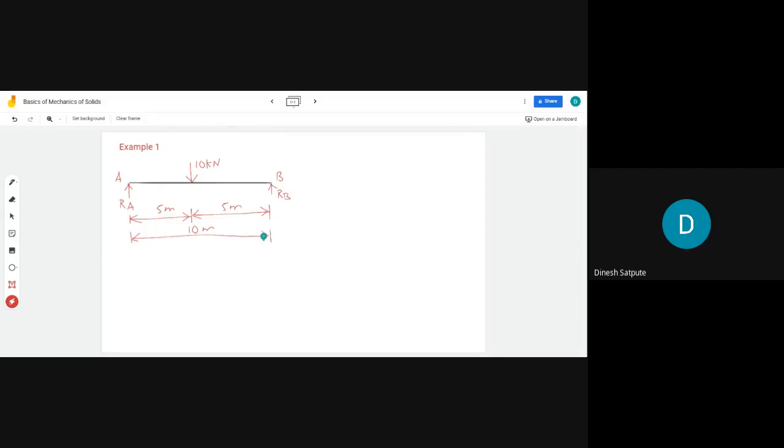Now, it may happen that a few of you may be able to answer what RA and RB are after looking at the symmetry. The load 10 kilonewton is acting at the center. As it is a symmetrical loading, RA and RB will have equal values, equal to half of the load applied. Half of 10 kilonewton is 5 kilonewton, so RA is 5 kilonewton and RB is 5 kilonewton. There is no need to calculate; you can tell it like this also.